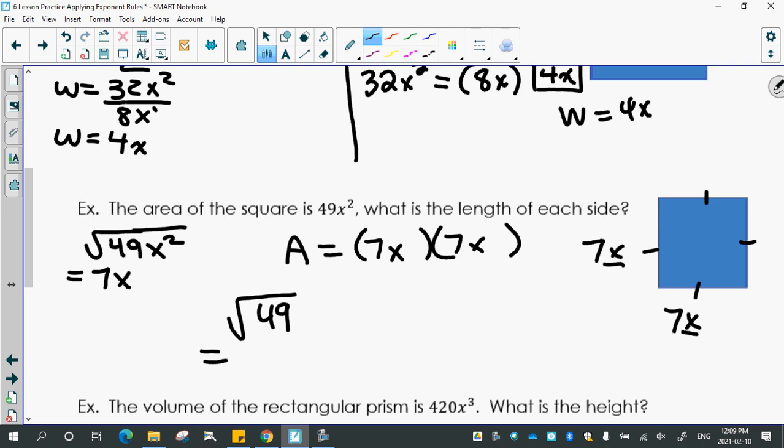Okay? So you're looking at what number multiplies by itself to give you the number under the square root sign. So that's what it actually means. Okay? Nice. So we found the length of each side is 7x.